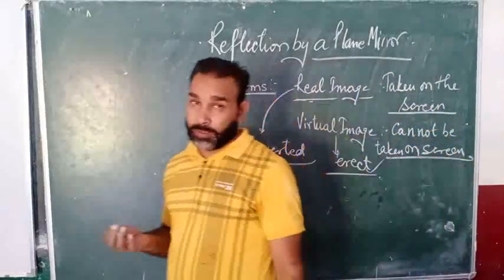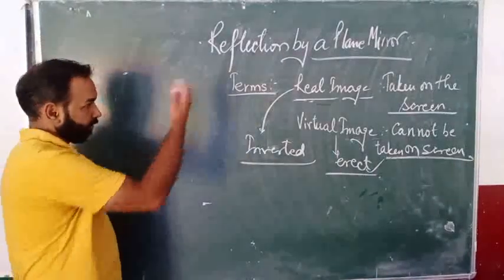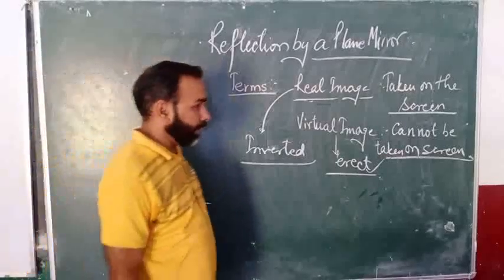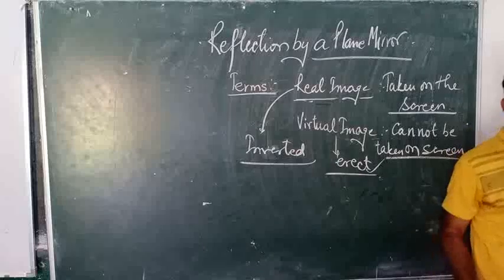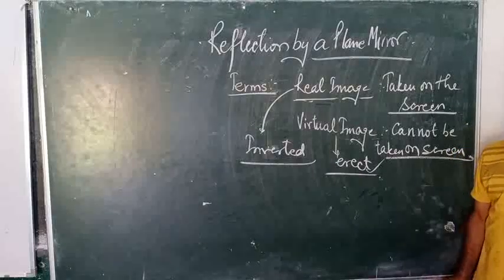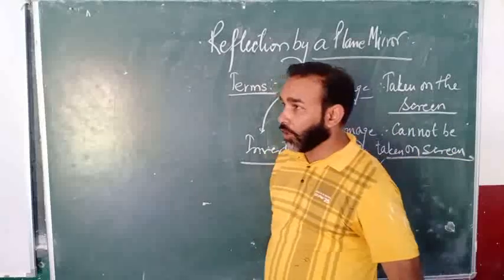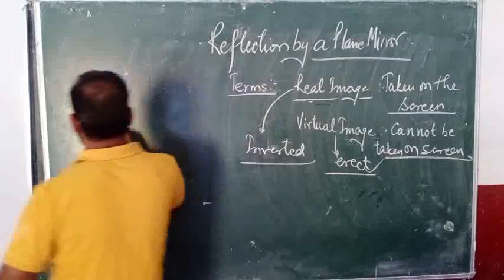Your virtual images. So they cannot be taken on the screen, or the real images can be taken on the screen. So that is the difference between real images and virtual images. And virtual images are formed by plane mirror also. So we will discuss about the characteristics of image formation by your plane mirror. Characteristics of image formation by plane mirror.